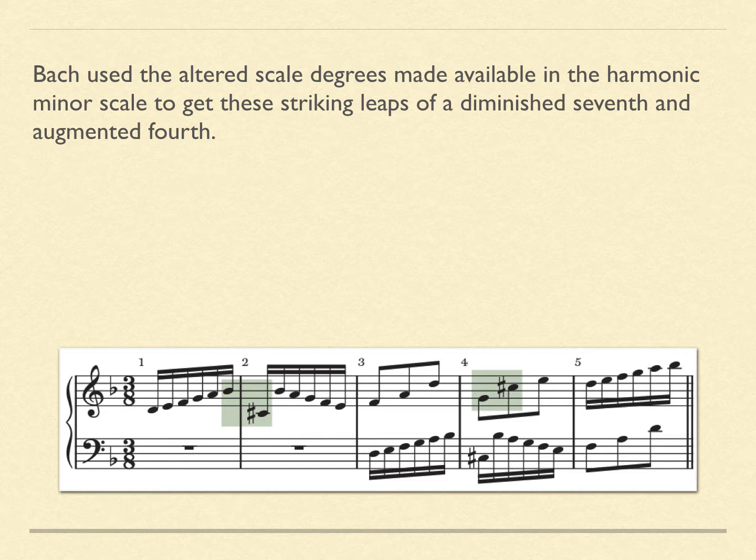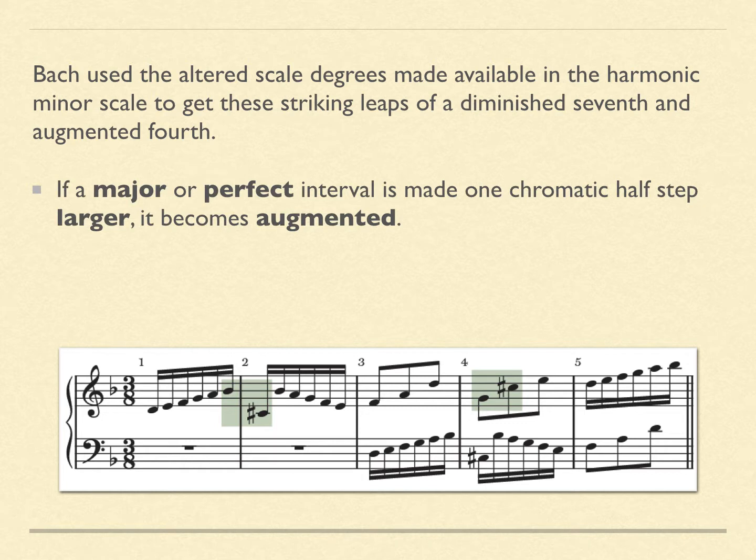And so the issue with these intervals is they're just not part of our vocabulary so far. So a diminished 7th, how is that different from a minor 7th? An augmented 4th, how is that different from a perfect 4th? These are just new ways of either making an interval, a minor 7th, even smaller, or a perfect 4th bigger.